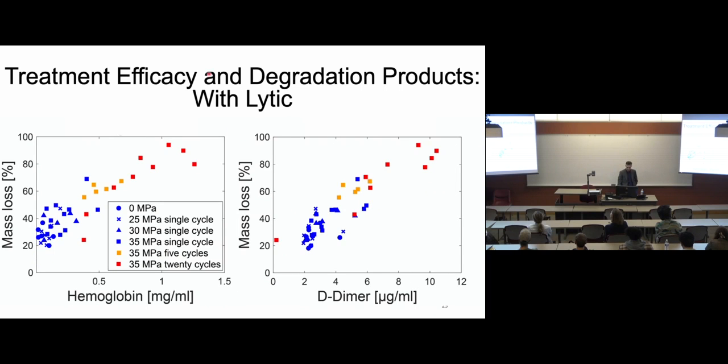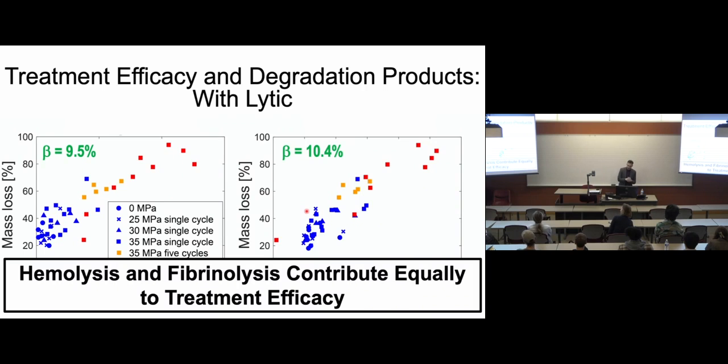In contrast, when you add in the lytic drug, you can see here there's a strong correlation between mass loss and both of these markers. And this was the part that was interesting. The slopes, these beta values between the two mechanisms, were statistically the same. That's the point. What that told us, which we were not expecting to find, is that both hemolysis and fibrinolysis were contributing equally to the overall treatment efficacy. Both of them were important.